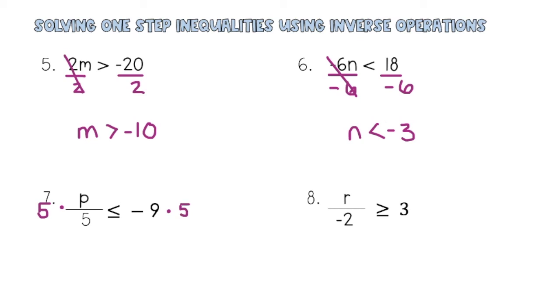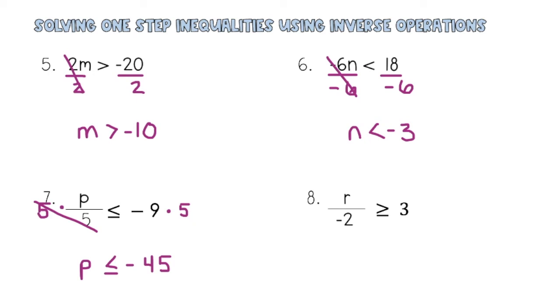5 times 1/5 is 1, so that cancels out, and p is by itself. My inequality symbol is going to stay the same, and negative 9 times positive 5 is negative 45. So my inequality is p is less than or equal to negative 45.